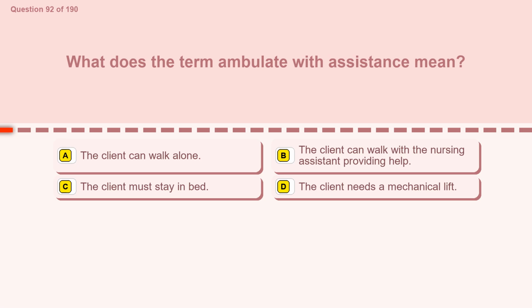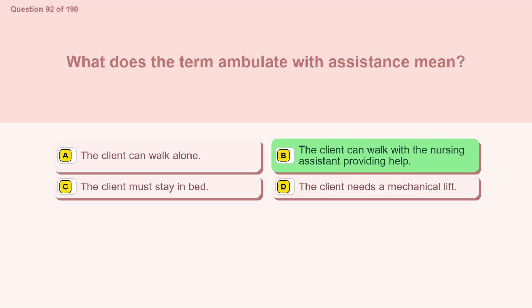Question 92. What does the term ambulate with assistance mean? Option A. The client can walk alone. Option B. The client can walk with the nursing assistant providing help. Option C. The client must stay in bed. Option D. The client needs a mechanical lift.